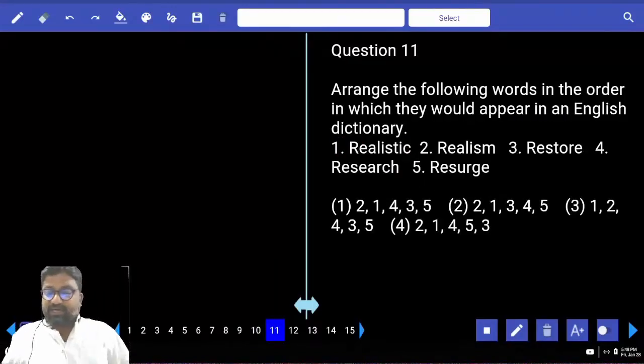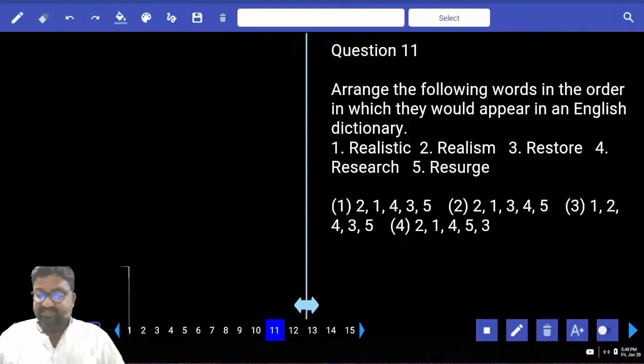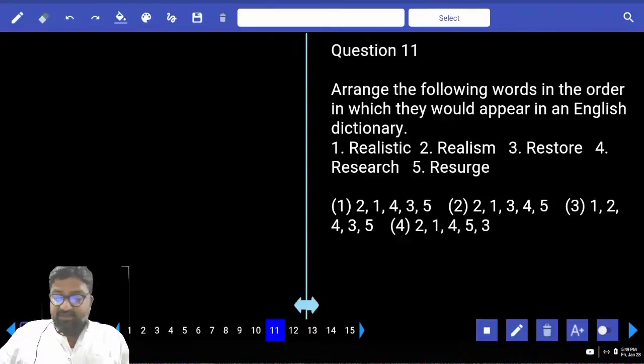So, arrange the following words in the order in which they would appear in an English dictionary. The first two letters of every word are the same, right? They are the same in all places, so it is a waste to hold on to them. We'll go with the third letter, A. So A comes first.